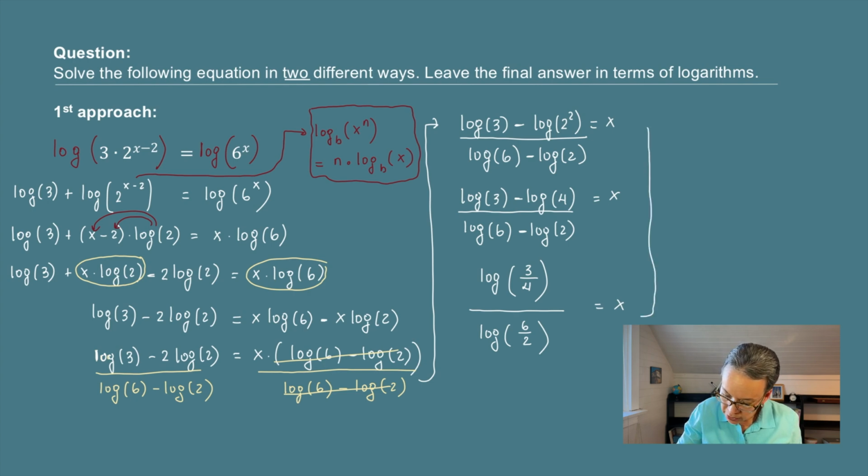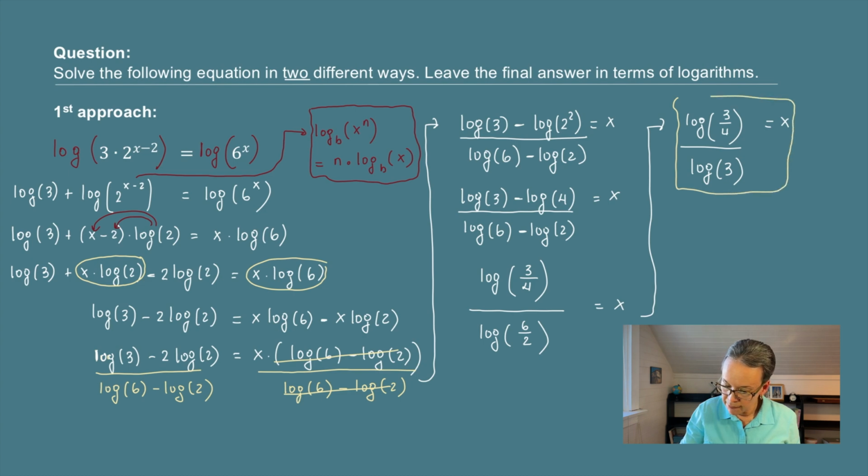Let me continue here. We're going to have that x equals the log of 3 over 4 divided by log of 6 over 2, just 3. And there it is. This is the final value for x. That means that we have solved the equation.